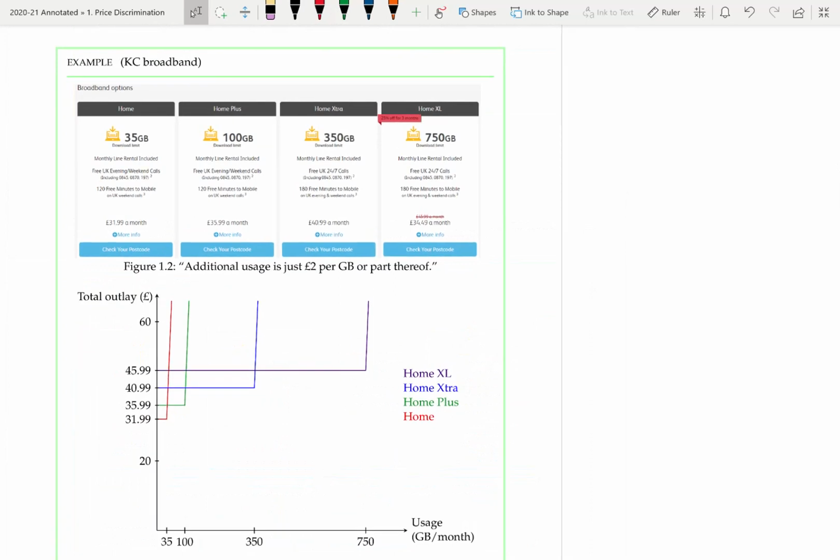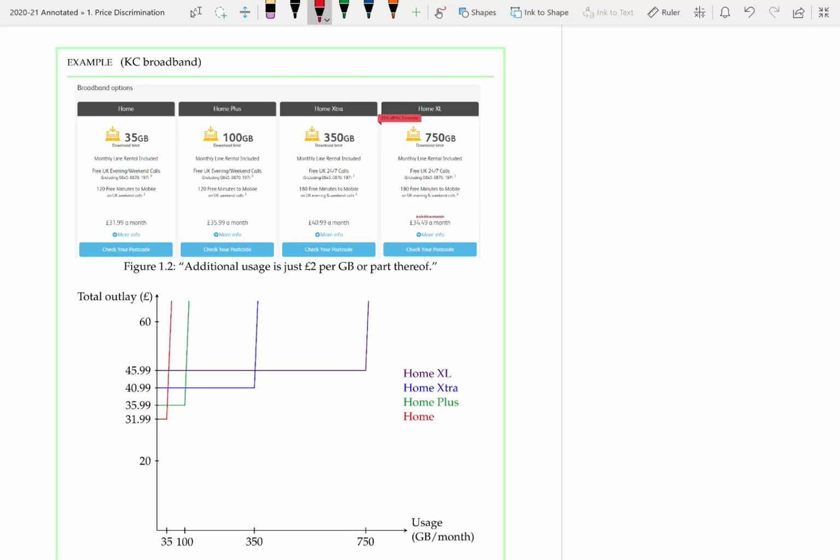So here's another example. This is KC broadband. And in this example, we've got 4 broadband packages. So let's just focus on the download limits here and the bit that says additional usage is just £2 per gigabyte. So if you go over the limits, you pay £2 per gigabyte. Now, we have this first plan, which is 35 gigabytes, and the total outlay here is £31.99.